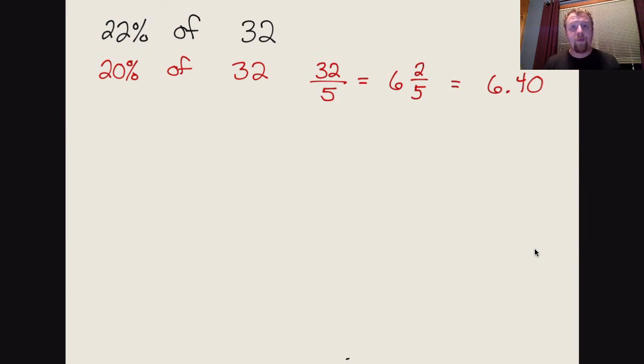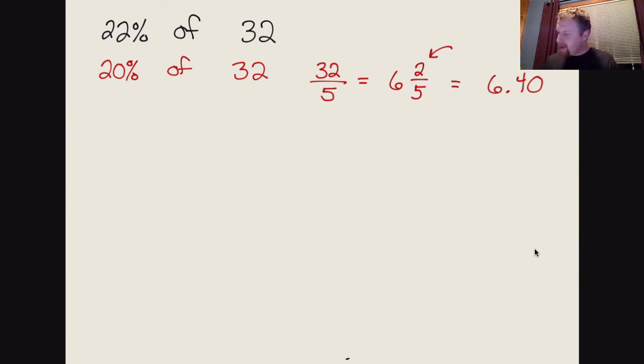Part of where I got that is I took the 2 and I divided it by 5 in my head, and I know that that equals 0.4. You could do this easily on a calculator, or use maybe some strategies. Maybe you know how to do this in your head as well, which I at least try first that way. But if you took 32 and divided it by 5, you'd get 6.40. Then I say, that's easy enough. Now I just need to find that other 2%.